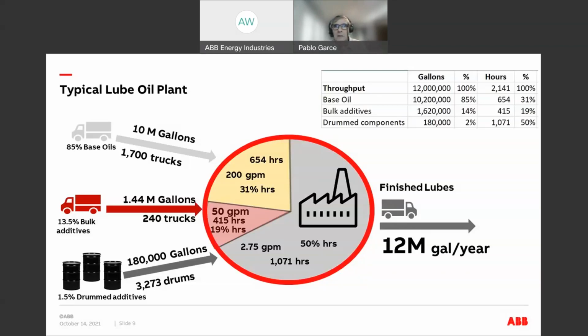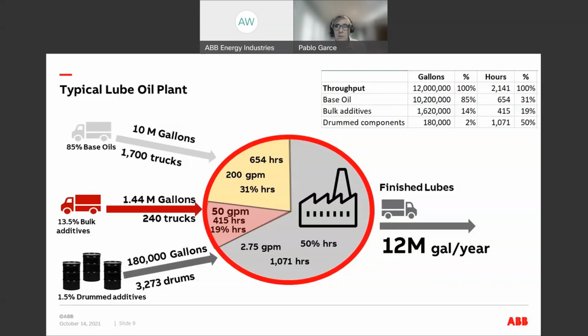So assuming that we take in the neighborhood of 2,000 hours a year to produce these 12 million gallons, about 30% of our time, 31%, or 654 hours, is dedicated to pumping the base oil, because typically we pump it at 200 GPM. The additives, the combination of aggregate dosing, some of them are viscous, and we don't have to pump that much. We typically pump it at 50 GPM.